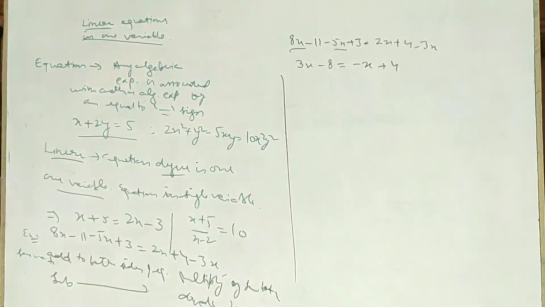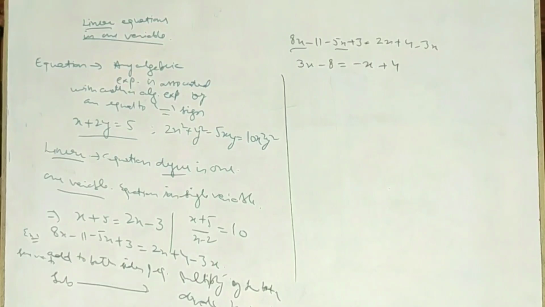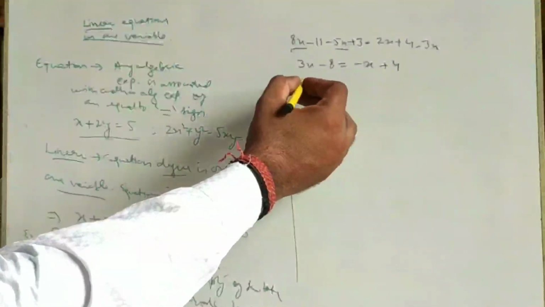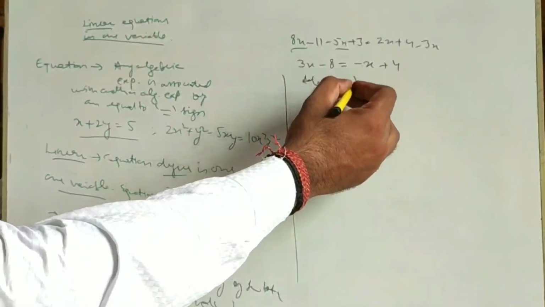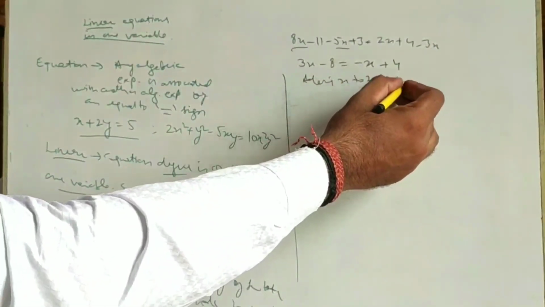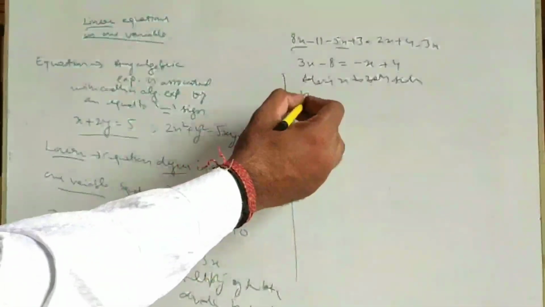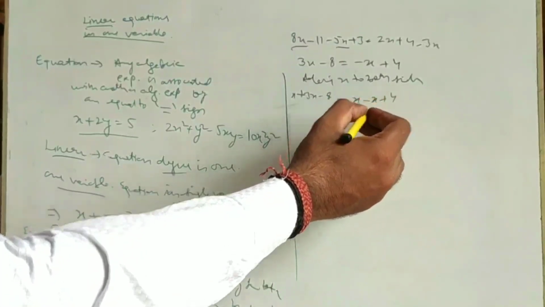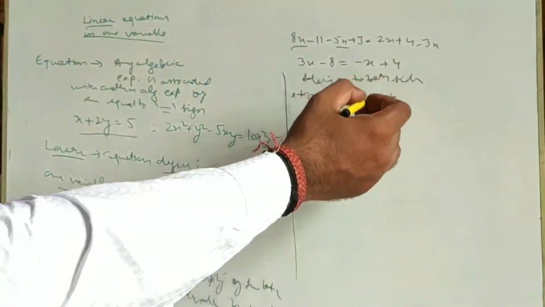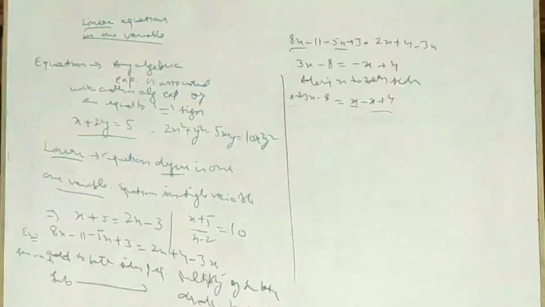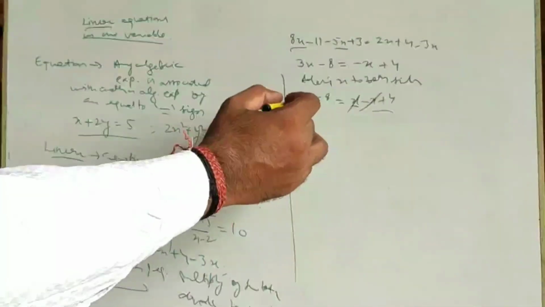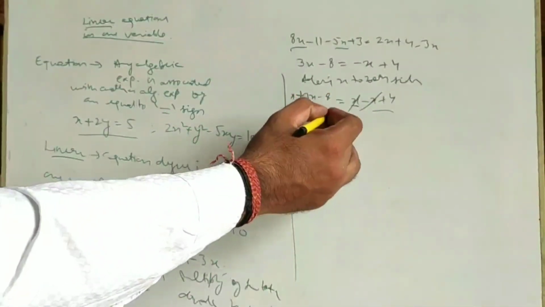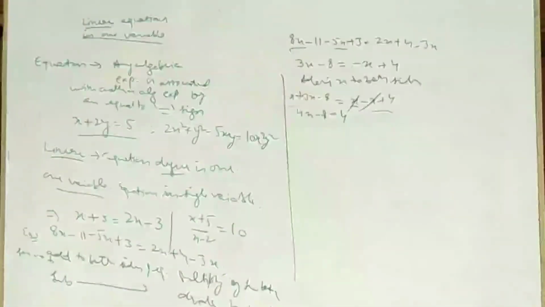Now, we know that we can add the same number to both sides of the equation. We can see that adding x to both sides, this will be x plus 3x minus 8 and x minus x plus 4. This is the x we have added, and this was the equation. So this x and this x get cancelled. Here it becomes 4x minus 8 equal to 4.